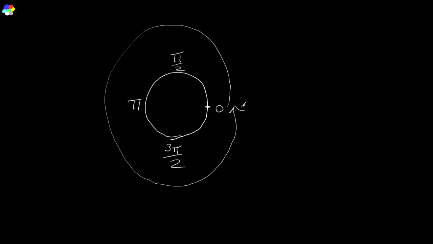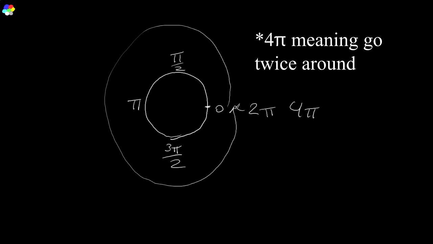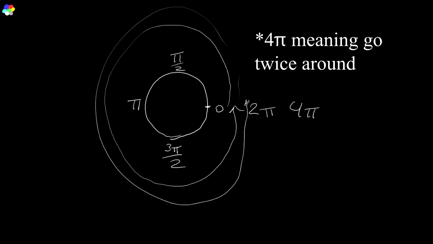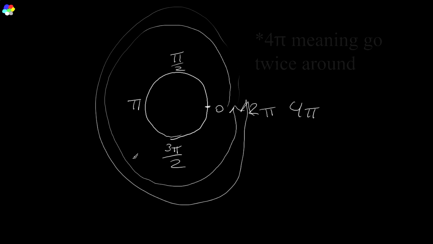But anyways, this could be 0. This could also be 2 pi. This could also be 4 pi, right? 2 pi meaning go twice around the circle. Because angles, radians or degrees or whatever you want, they're periodic. So 0 is the same as 2 pi, is the same as negative 2 pi, and so on and so forth. So that's why rotation is a periodic phenomenon.